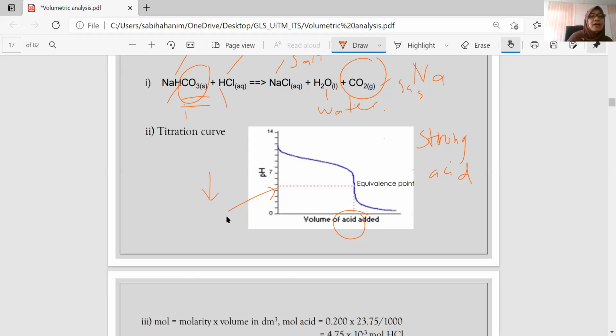The calculation. This is the calculation. The question asks you to determine the purity of sodium hydrogen carbonate.